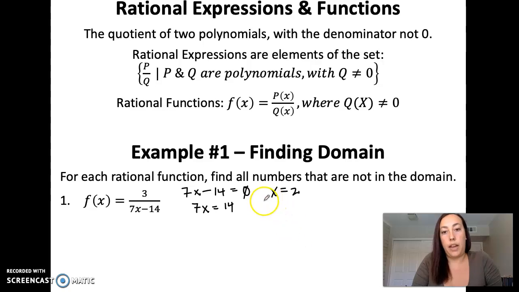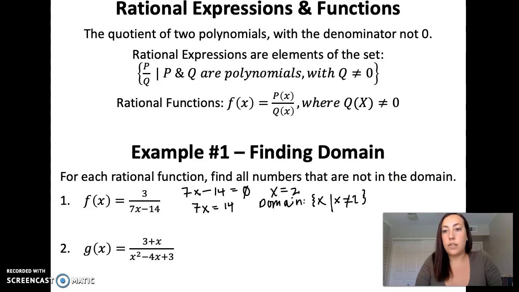So we know that our domain, we can write it with these fancy little brackets. It's all values of x except x cannot equal 2. That's the only restriction that we have on our domain. And then we'll end with those fancy brackets again.